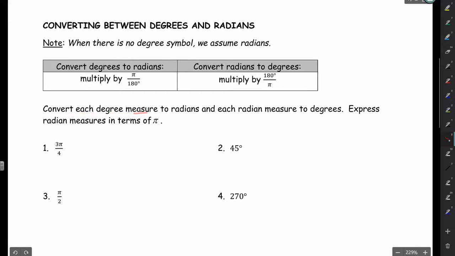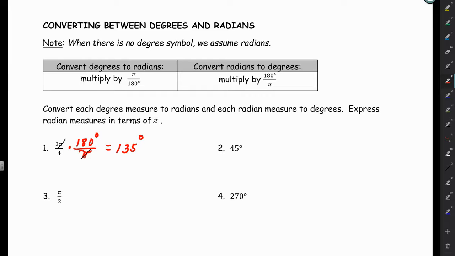Convert each degree measure to radians and each radian measure to degrees. Express radian measures in terms of pi. A lot of times when you see a radian, we won't multiply out the pi. So we have 3 pi over 4. Because there's no degree symbol, we know that 3 pi over 4 is in radians. So we're going to convert from radians to degrees. We multiply by 180 degrees over pi. The pi's cancel, and we end up with 3 times 180 divided by 4, which is 135 degrees.